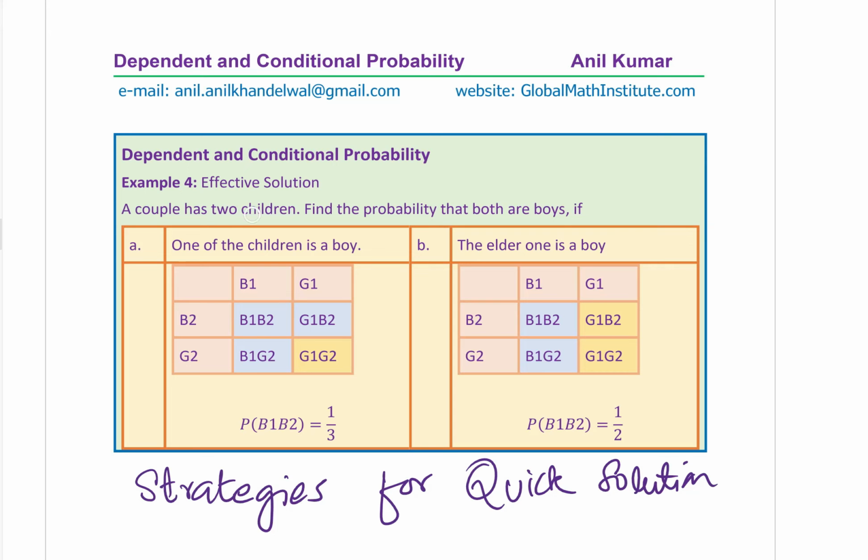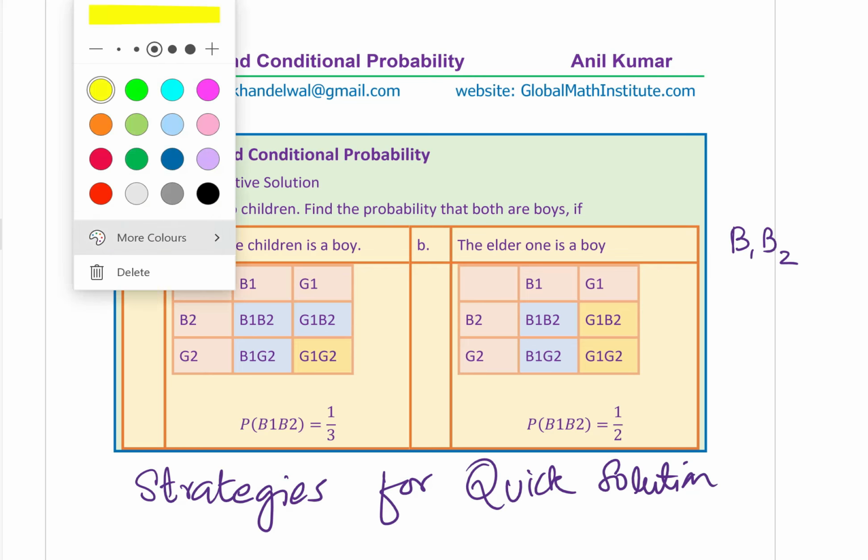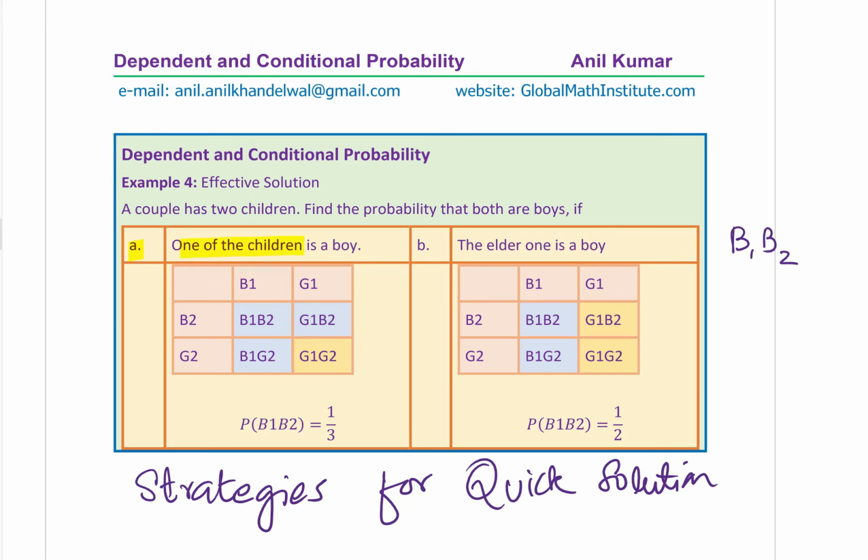A couple has two children. Find the probability that both are boys if, so we want both to be boys, right? So we want the first to be a boy, the second one also to be a boy. Both to be boys when some conditions are given to us. Condition number 1 is that one of the children is a boy, right? First is a boy, second is a boy. One of the children is a boy. So that is the condition.